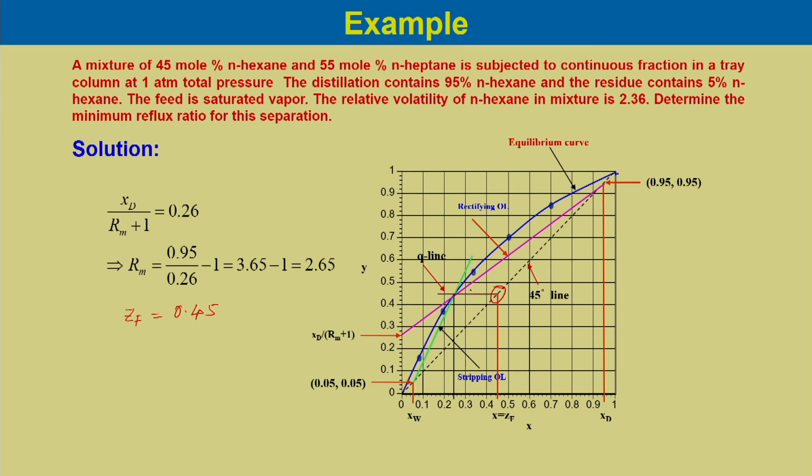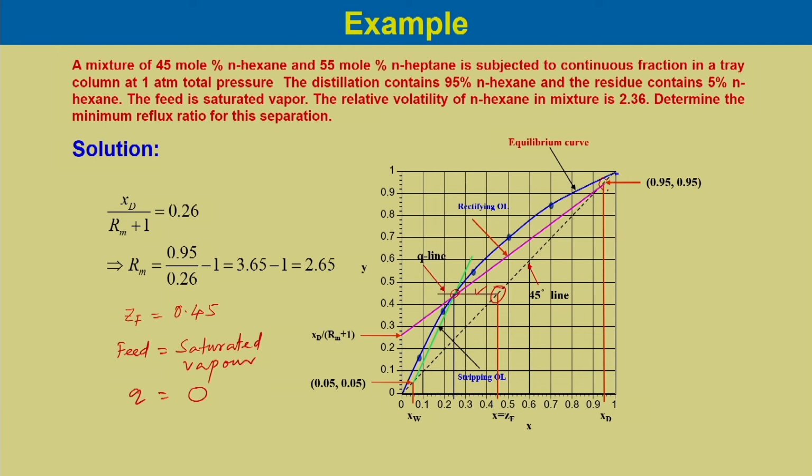Zf you can locate over here, and since the feed is saturated vapor, Q is equal to 0. So it is basically a horizontal line. This is the Q line shown over here, and the feed line intercepts at a particular point on the equilibrium curve. We know there is 95% N-hexane in the distillate.